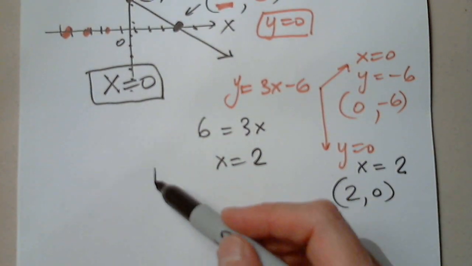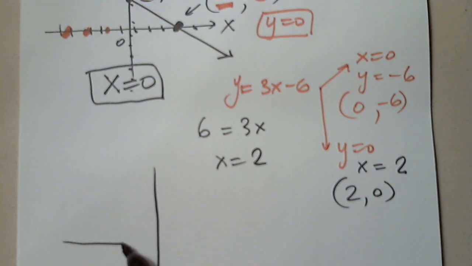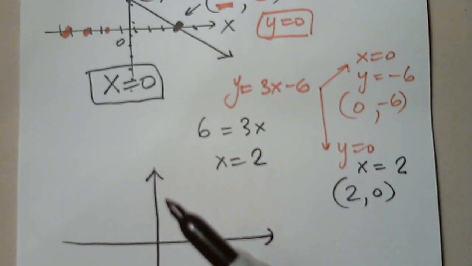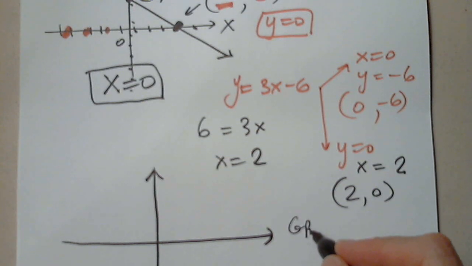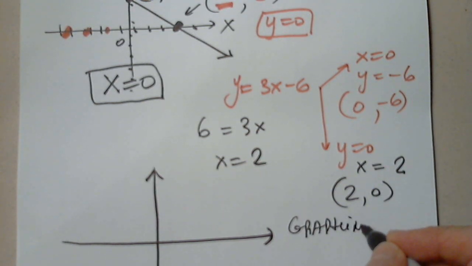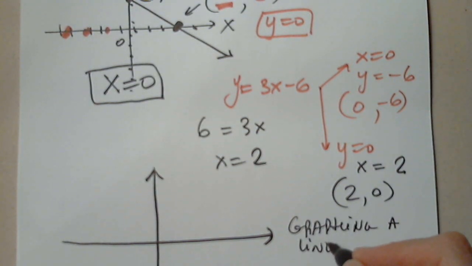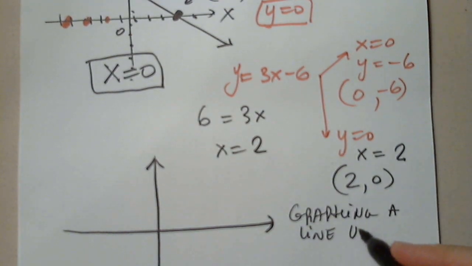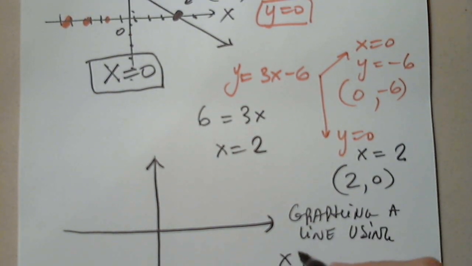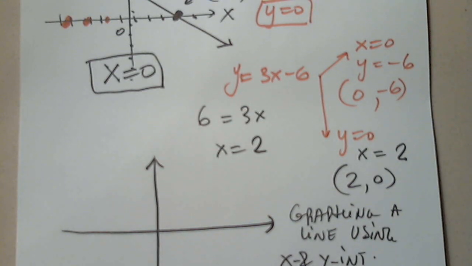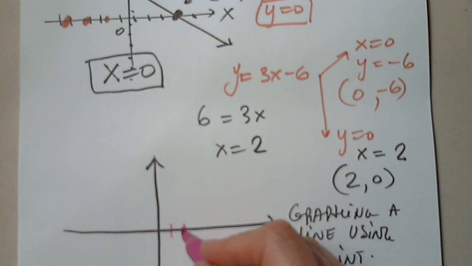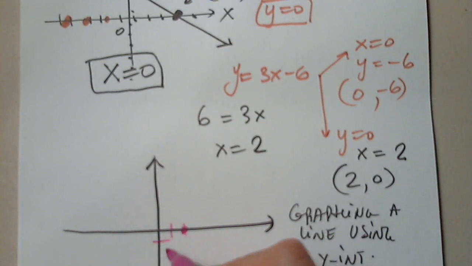That's all we need. We are graphing using x and y intercepts. So let's say here, graphing a line using x and y intercepts. So I have those 2 points, 2, 0, and 0, -6.